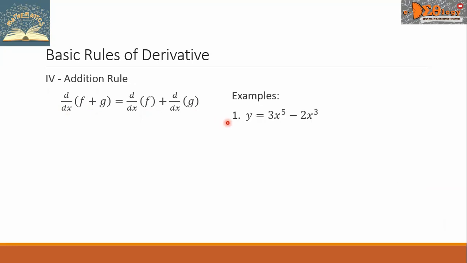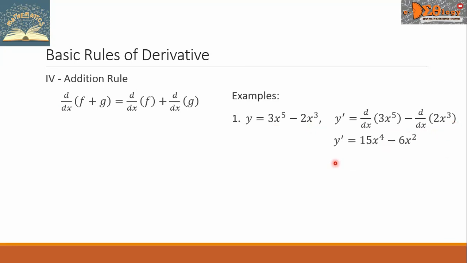Let's see this example 1. y equals 3x raised to 5 minus 2x cubed. So we're going to take the derivative of each of the functions, just like this. So we have y prime equals the derivative of 3x raised to 5 minus the derivative of 2x cubed. So we have here y prime equals 15x raised to 4 minus 6x squared.